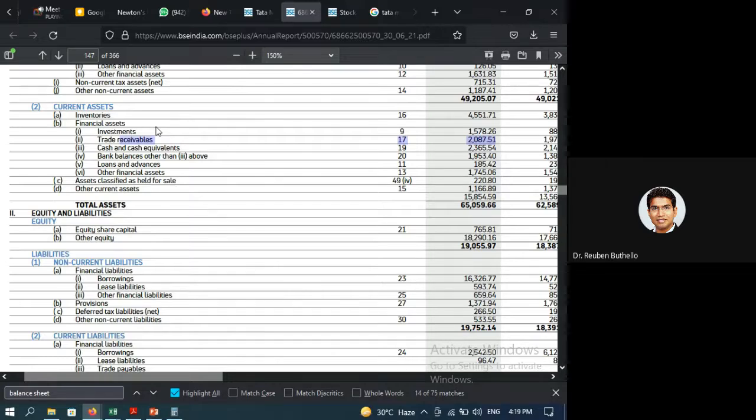So that is why their trade receivables are less, but their trade payables are always high, because all these big companies, they like to arm twist the smaller MSMEs and make money from that.